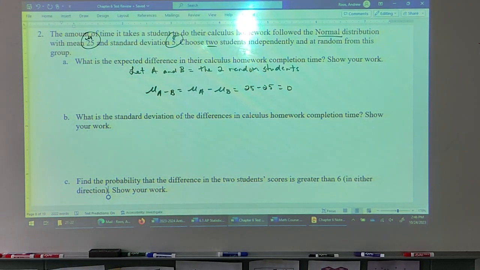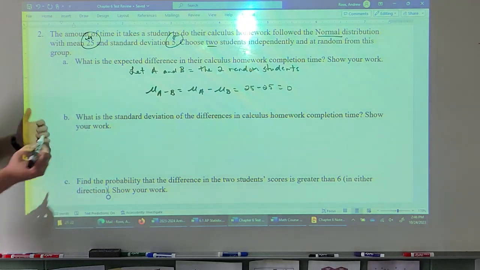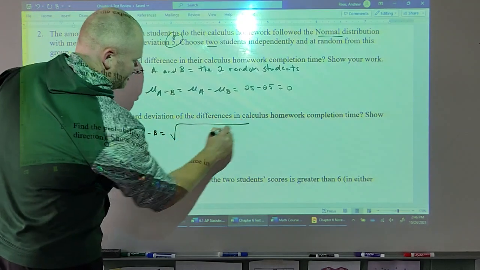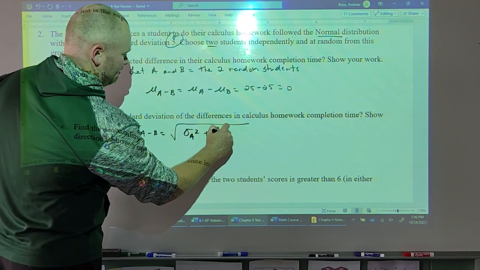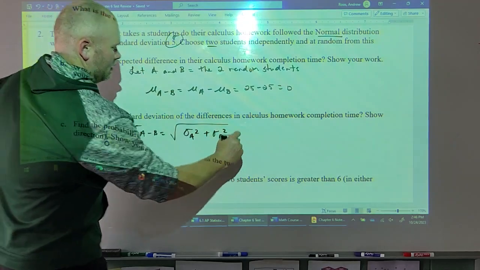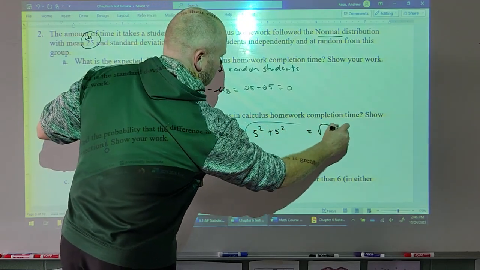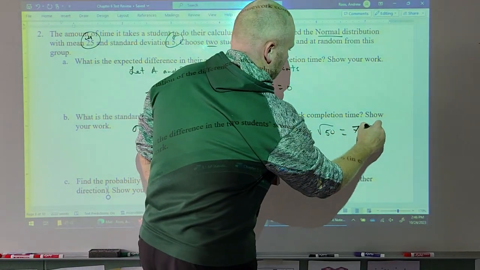For standard deviations, we can't just add the standard deviations and say it's going to be 10, or subtract them and say it's going to be 0. We still have to square the standard deviations to get the variances, add them together, and take the square root. So the standard deviation of A minus B would be the square root of the standard deviation of A squared plus the standard deviation of B squared. So the square root of 5 squared plus 5 squared, or the square root of 50, which would be about 7.07.